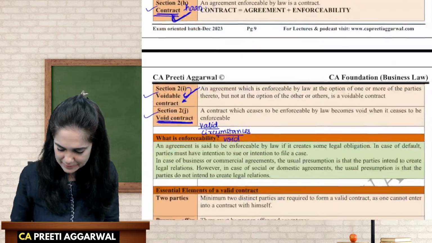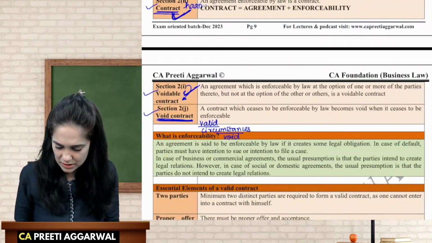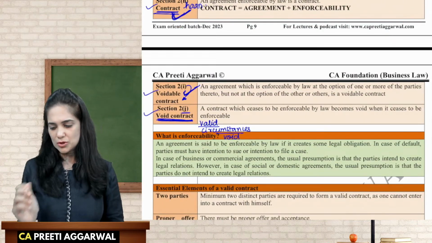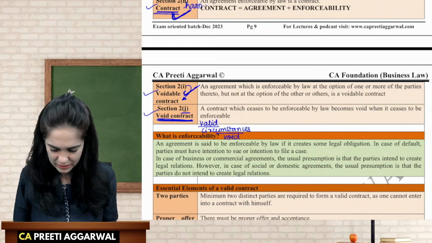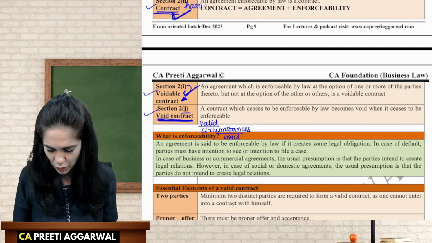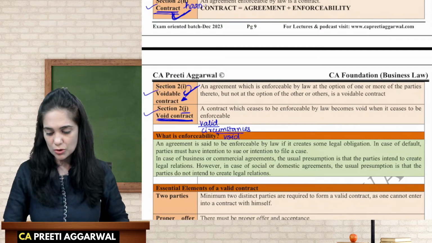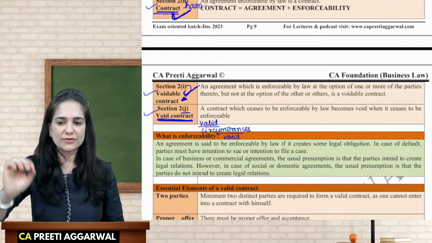And lastly, clause J. So the aggrieved party will decide whether the contract is to be valid or not. That is a voidable contract. So that makes a contract voidable.